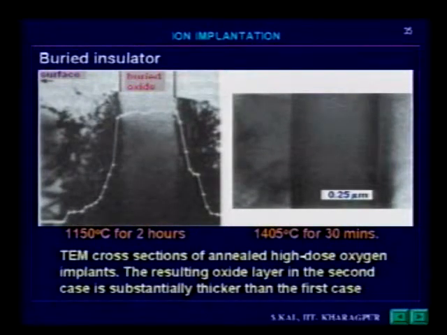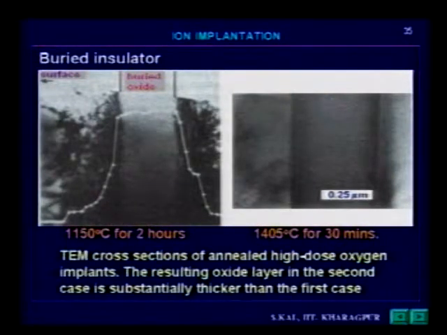Now let us see some of the problems in the case of SIMOX. SIMOX will again create some problems. What are those problems? One is heavy metal impurities, second is pinhole density, and the third is thickness non-uniformity. Fourth is material quality, and fifth is dislocation density. Okay. The first problem is heavy metal impurities.